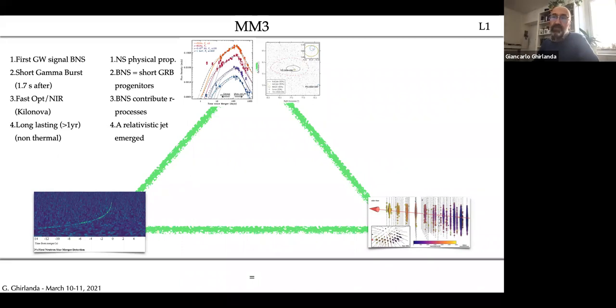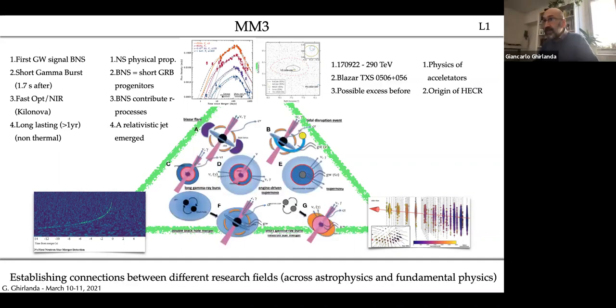The physical implications of this discovery are really wide. We can learn about the physical properties of the neutron stars. We can put a signpost on the fact that, as we expected, short gamma ray bursts can be produced by binary neutron star mergers, that these sources are indeed contributors of abundances of heavy elements, and that a fundamental part of this game is played by the possibility of producing a relativistic jet.